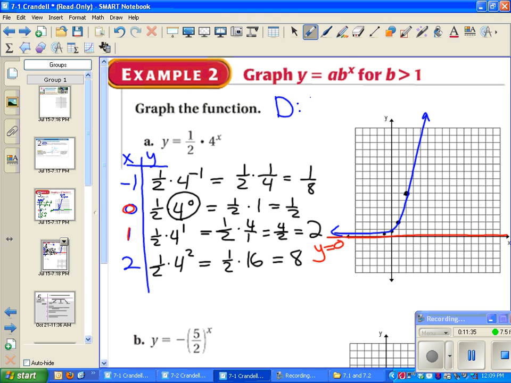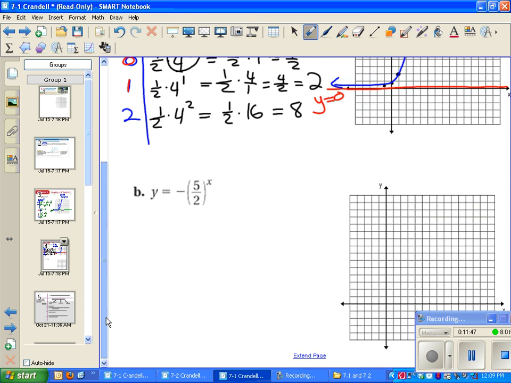If you put domain as all real numbers and the range is greater than, with no line underneath, greater than 0, good job. That is the domain and range for this one. Okay, the negative is going to be a little different, but we can still do it. All right, so we can plug in -1, 0, 1, and 2. Again, when we have the general shape, all we need is 0 and 1.